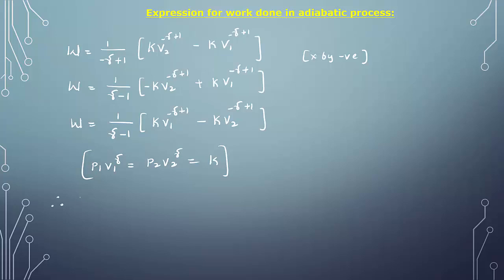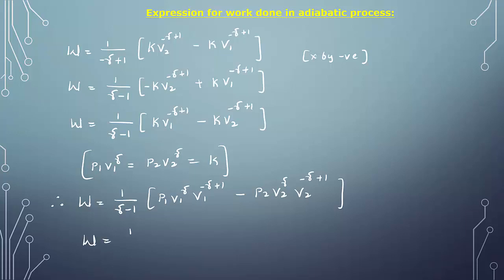So therefore the above equation becomes W equal to 1 by gamma minus 1 [P1V1 − P2V2]. In place of k we have to write P1 V1 raised to gamma, remaining is V1 raised to minus gamma plus 1, minus, in place of k here we can write P2 V2 raised to gamma, V2 raised to minus gamma plus 1. Right? So in place of k we wrote P1 V1 raised to gamma and P2 V2 raised to gamma, or this equation can be written as 1 by gamma minus 1 [...].